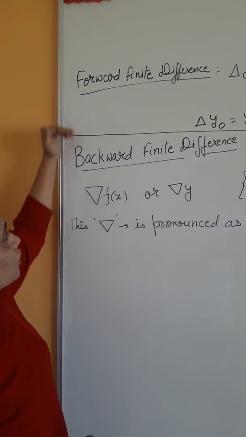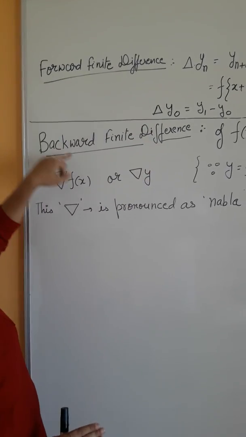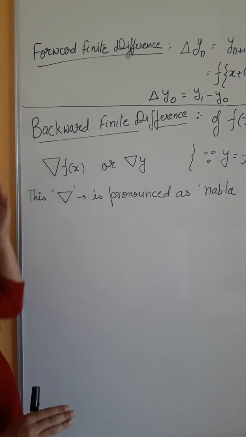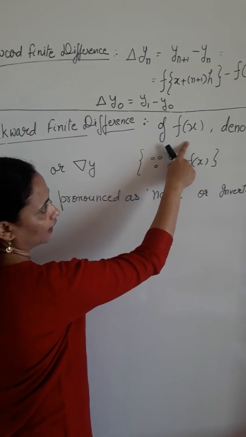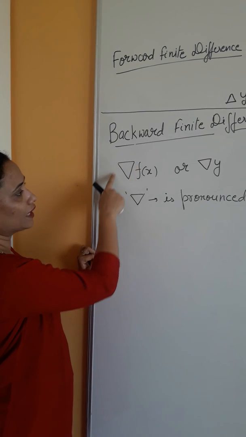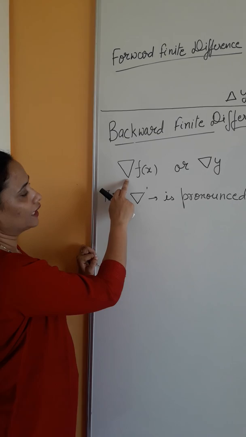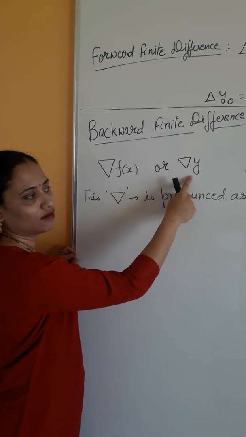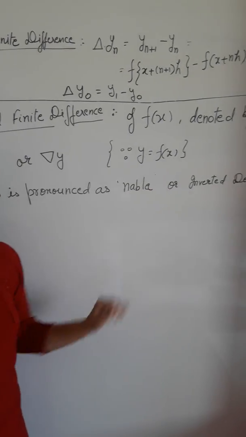Okay. So now let's go to backward finite difference. As the title suggests, if we were going forward before, here we have to go backward. The backward finite difference of any function f(x) is denoted by the symbol nabla. How do we pronounce it? It is nabla or inverted delta, nabla f(x). And as y is a function of x, I can denote it with nabla y also.